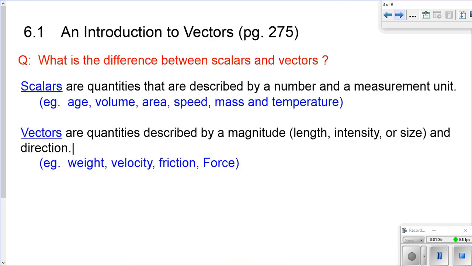Okay, so what's the difference between a scalar and a vector? Well, a scalar is a quantity that's just represented by a number and a measurement unit. So some common examples here are age, in years, or volume, in terms of cubic centimeters, let's say, area, speed, mass, temperature are all common scalar applications that you've seen. Vector quantities have not only magnitude, but also direction. Common examples would be weight, velocity, friction, and force.